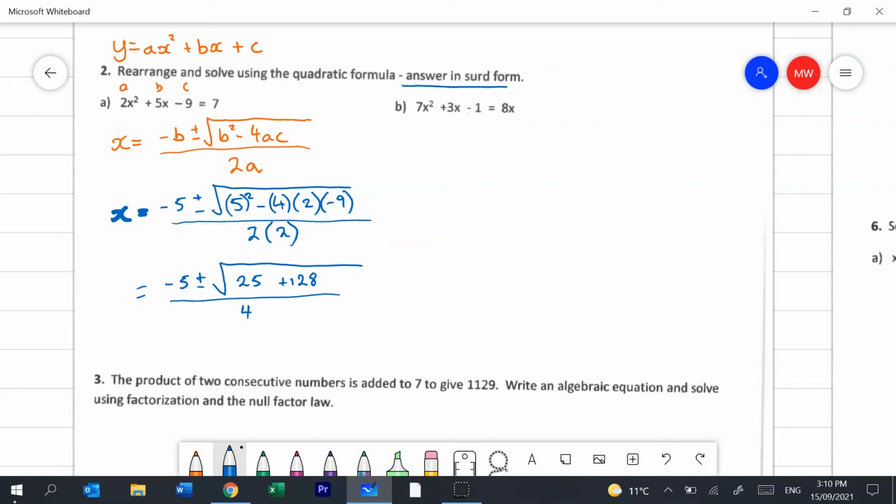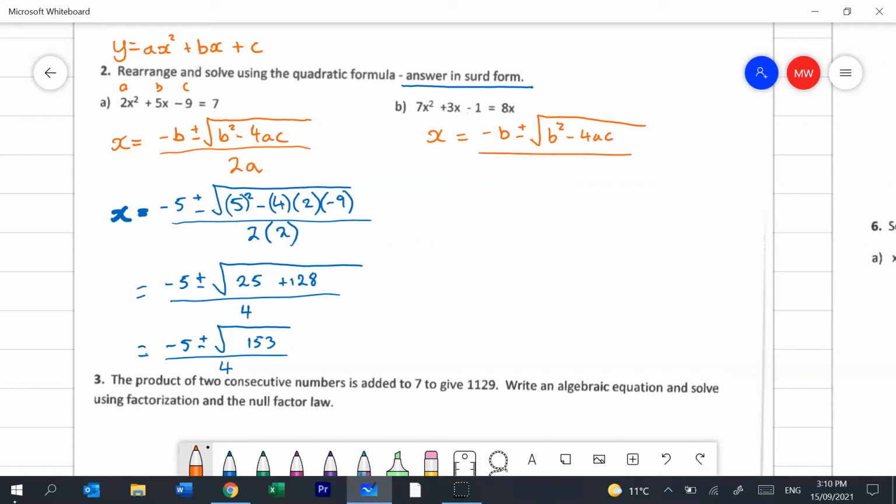Now it's asking me to answer this in surd form, so I haven't got far to go here. Minus 5 plus or minus the square root of 25 plus 128 gives me 153 all over 4, and that's the final answer. We'll leave it in surd form. That's sometimes called absolute because there's no error in rounding in that one. All right, moving on to question 3. Same thing. Formula is x equals minus b plus or minus the square root of b squared minus 4ac all over 2a.